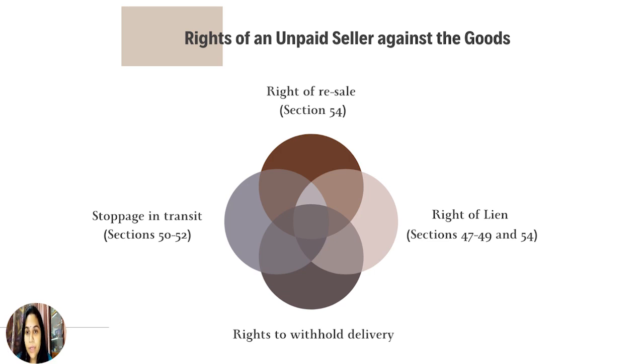Next is right of resale, which is given under section 54. So the unpaid seller may resell where the goods are perishable, where the right has been expressly reserved in the contract to resell the goods, and where, in the exercise of right of lien or stoppage in transit, the seller gives notice to the buyer of his intention to resell. So these are the three conditions on the basis of which the unpaid seller can exercise his right of resale.